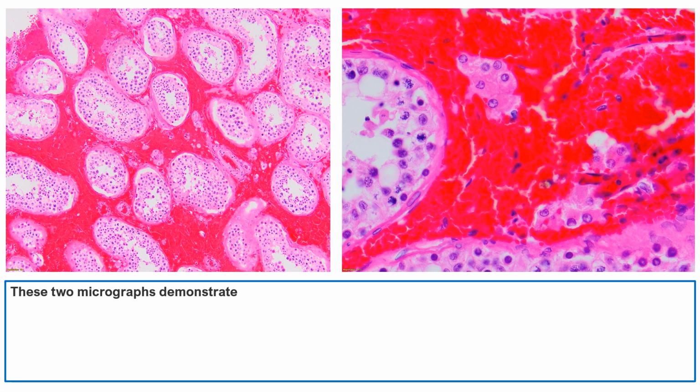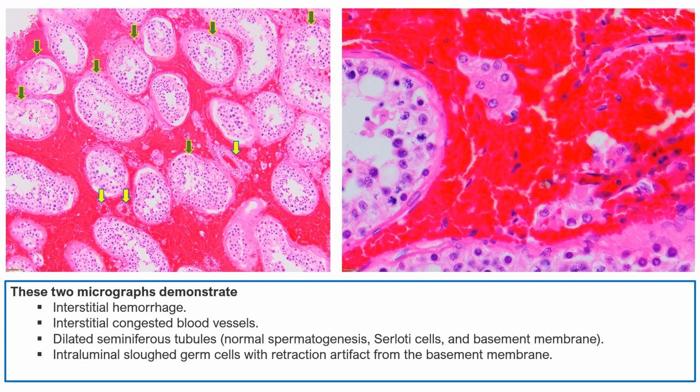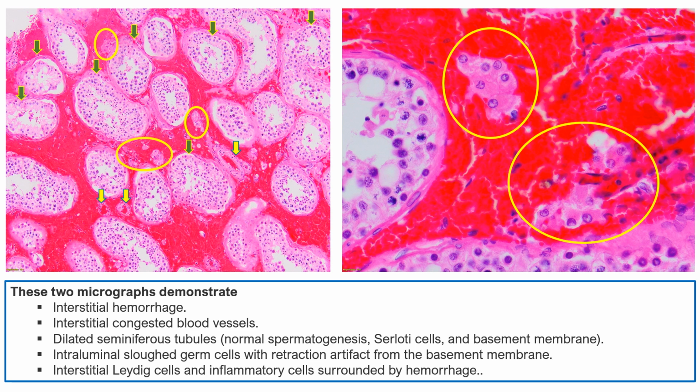These two micrographs demonstrate interstitial hemorrhage, interstitial congested blood vessels, dilated seminiferous tubules, normal spermatogenesis, Sertoli cells, and basement membrane, intraluminal sloughed germ cells with retraction artifact from the basement membrane, interstitial Leydig cells, and inflammatory cells surrounded by hemorrhage.